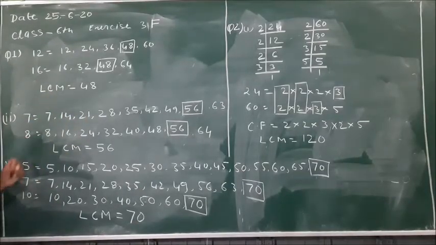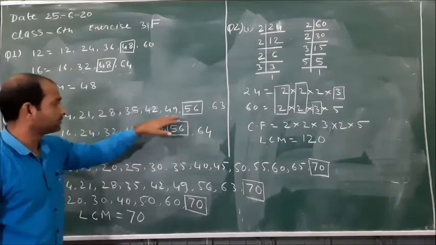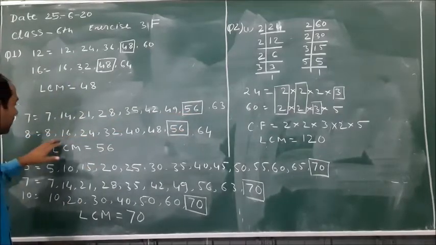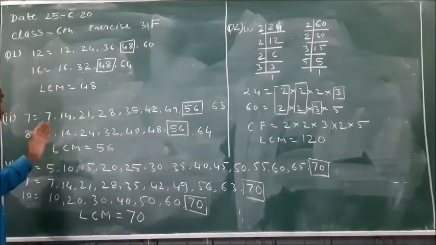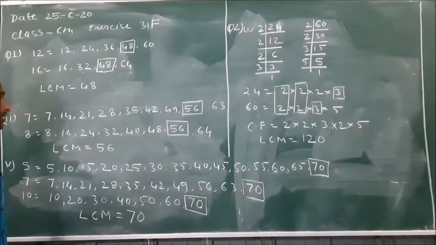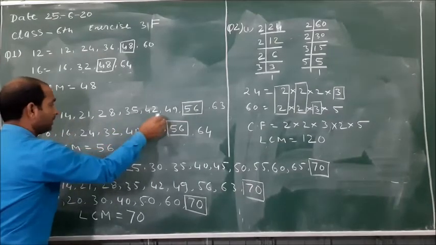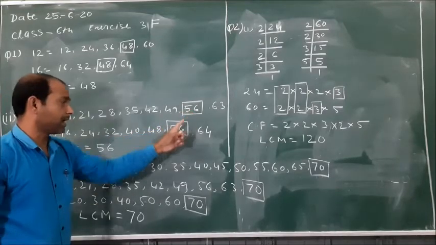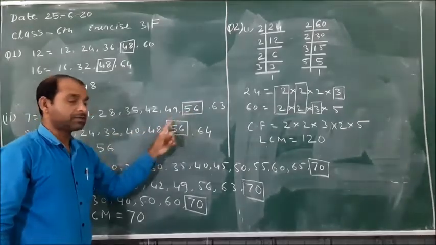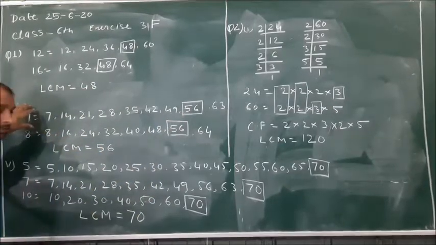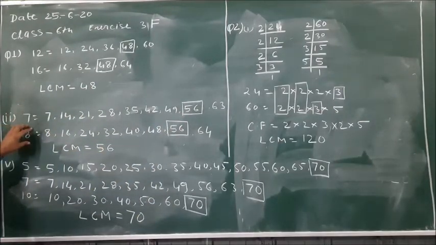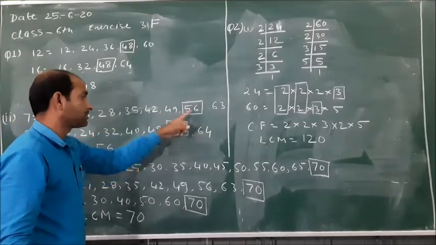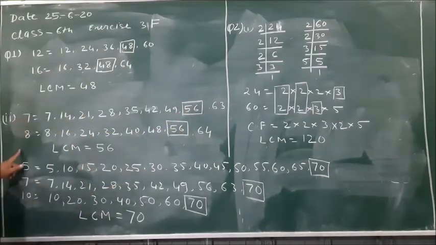Now same, question number second, we find the LCM, we find the multiples of 7 and 8. Here we write the multiples of 7, and here we write the multiples of 8. And then we find the first common factor. Here some numbers are here, but these numbers are not here. So only 56 and 56. These numbers are in the multiples of 7 and multiples of 8. So 56 is the LCM of 7 and 8.